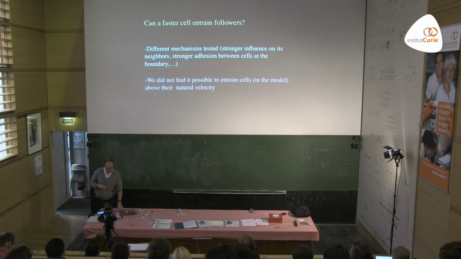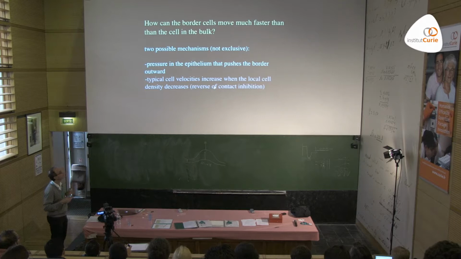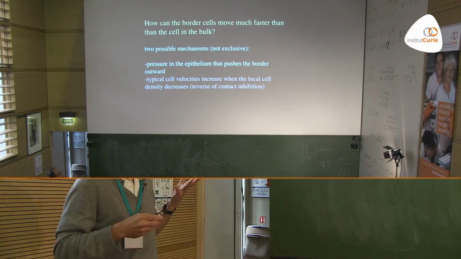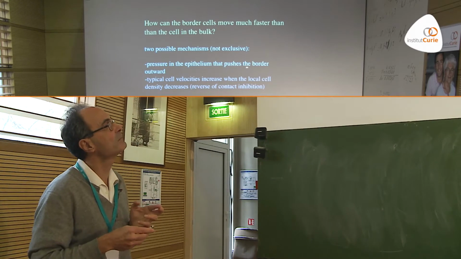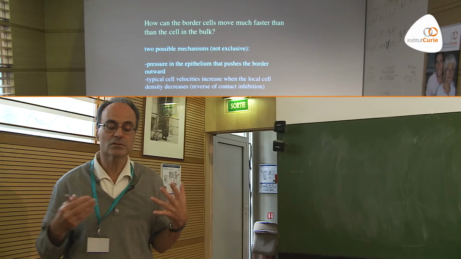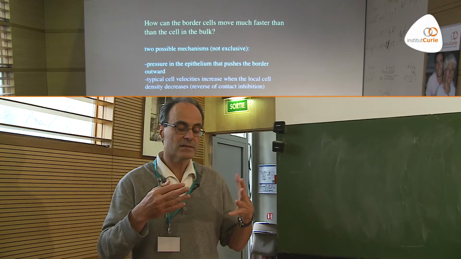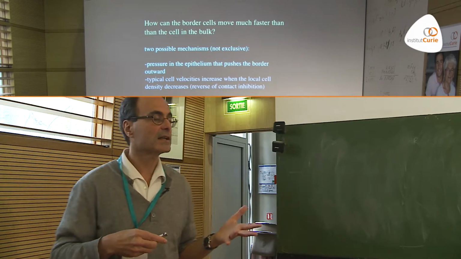So then, what are the mechanisms that can do that? Maybe there is pressure. But this doesn't seem very plausible. On the other hand, there is contact inhibition. When cells become less dense, they tend to acquire larger velocity.